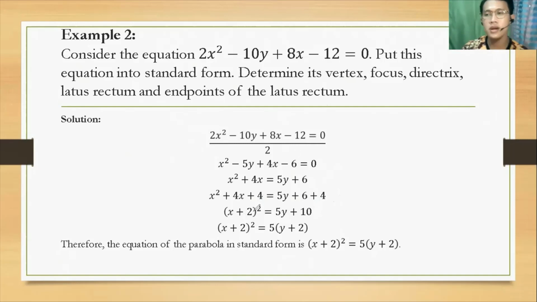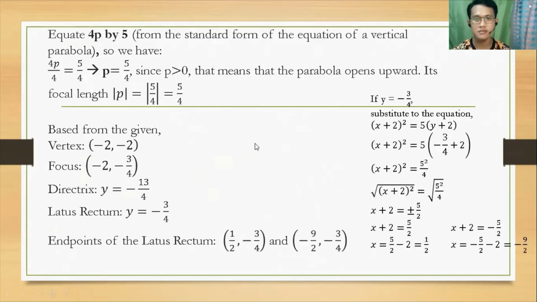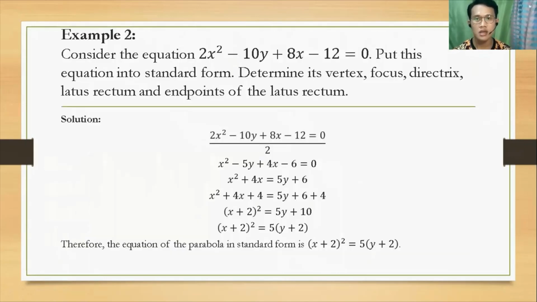And after that, you perform the operation. We can factor out 5 here. So copy the quantity x plus 2 squared is equal to 5 times the quantity y plus 2. Therefore, the equation of the parabola in standard form is the quantity x plus 2 squared is equal to 5 times the quantity y plus 2. This is our final answer. If you want to see the graph, I prepared the graph for this one, but before the graph, we need to determine first. We're not done yet.